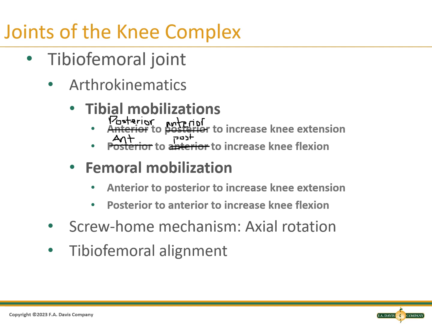Remember that we see the screw home mechanism at the tibiofemoral joint, and that is the axial rotation at terminal knee extension, where the knee locks into its position because of the larger medial femoral condyle. And our tibiofemoral alignment in most people is going to be approximately 5 degrees, the angle running down the shaft of the femur and the angle running through the shaft of the tibia. We have about a 5-degree offset in that. An increase in that angle is going to indicate that the patient has genu valgus, and a decrease in that angle is going to indicate that the patient has genu varum.